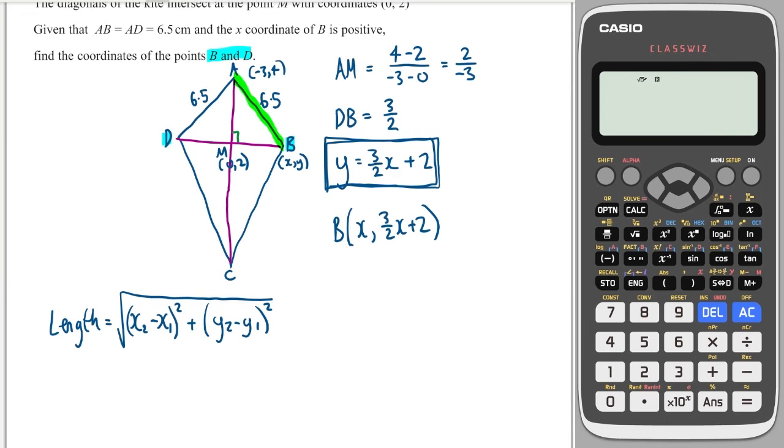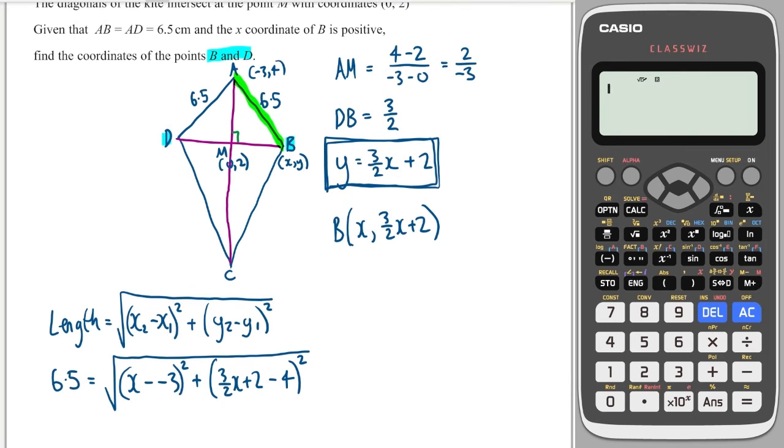Okay, so let's have a look at the difference in the x coordinates. Well, we have x at the point B, and then we're going to have minus 3. And the y at the point B, we've just shown is 3 over 2x plus 2. And then we're going to take away the y value at the point A, which is 4. And then we're going to square that. And then we're going to square the whole thing, and that is going to equal the length of the line, which is 6.5.